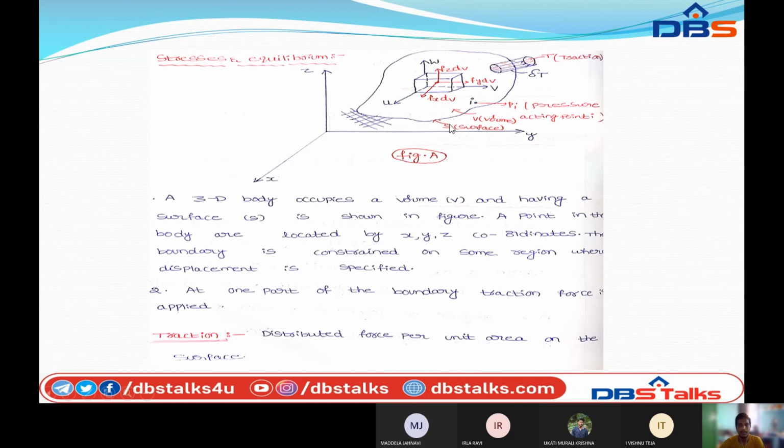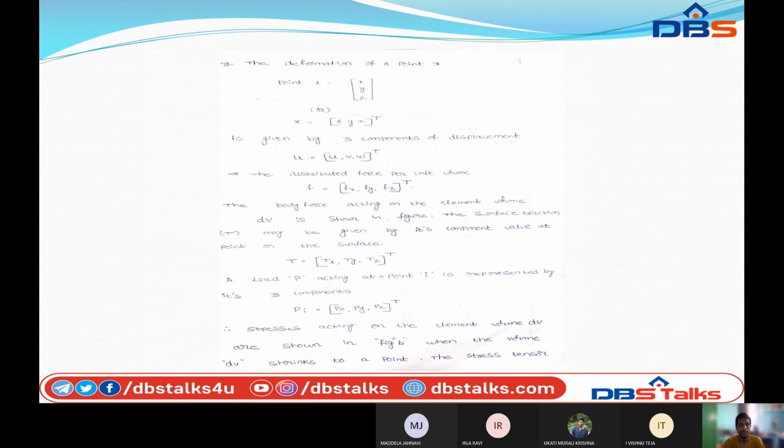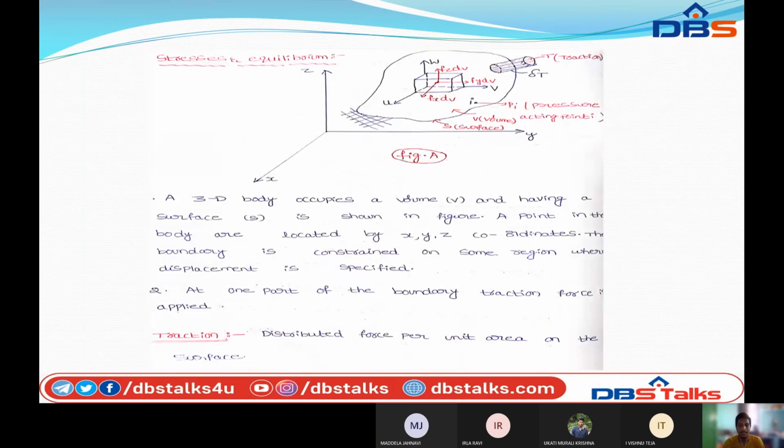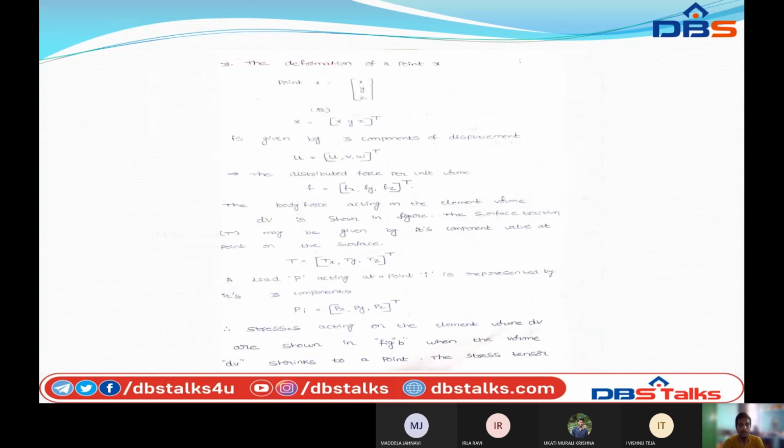In this, the volume element is dV, the differential of volume V. Next, the deformation of point x. The directions in Cartesian or three-dimensional space will be x, y, z. Instead of x, y, z, we use u, v, w. For that, I am taking the deformation of point x equal to x, y, z.